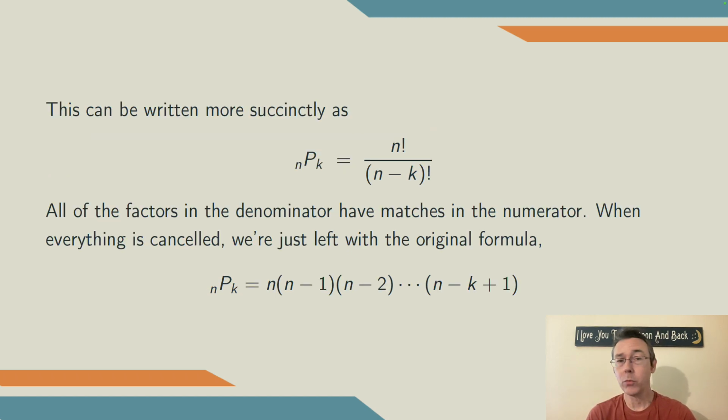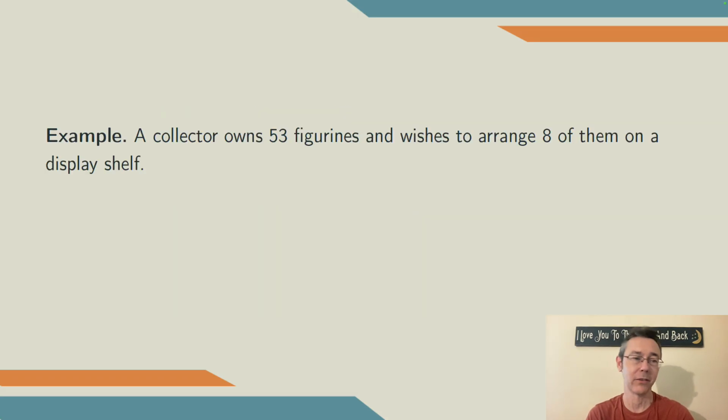A more succinct way to write this using factorials is that n permute k is n factorial over n minus k factorial. And the reason that this works is that all the factors in the denominator have matches in the numerator. If you write everything out and you start canceling things, you just are left with the original formula, n times n minus 1 times n minus 2, etc., until you're multiplying k things.